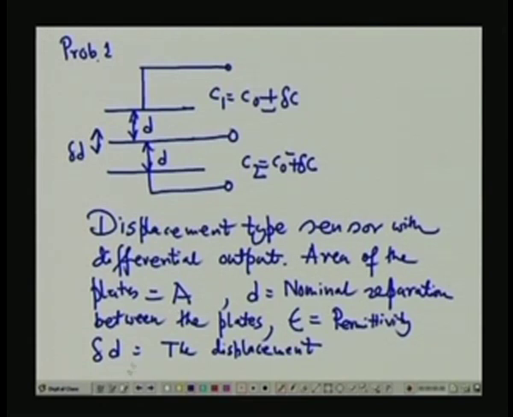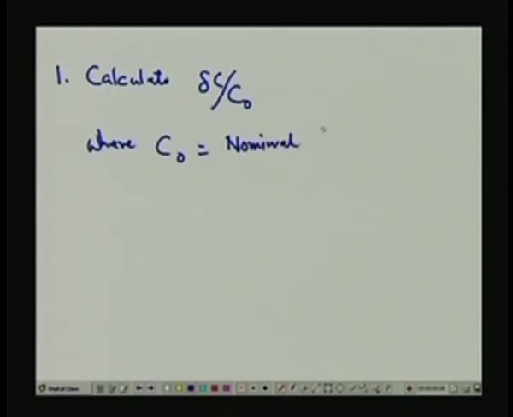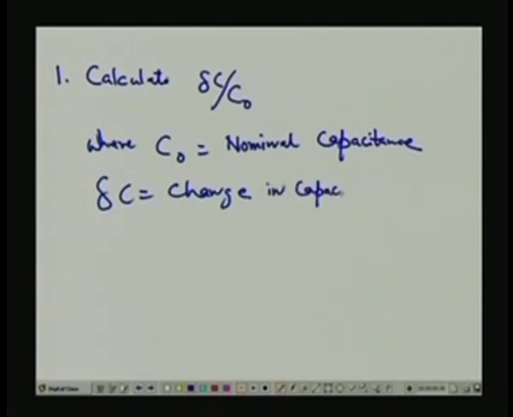Now, what you have to do: number 1, calculate delta C by C naught, where C naught is the nominal capacitance and delta C is the change in capacitance corresponding to delta D, right.